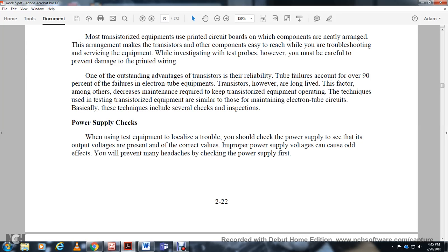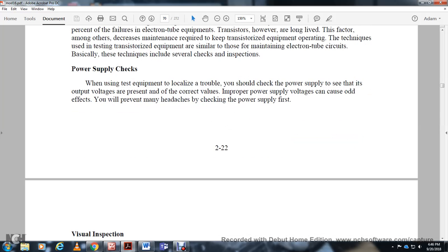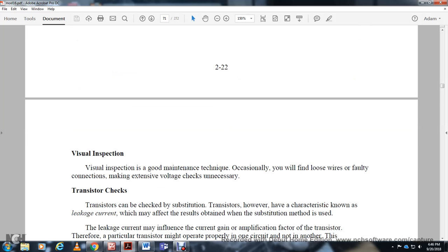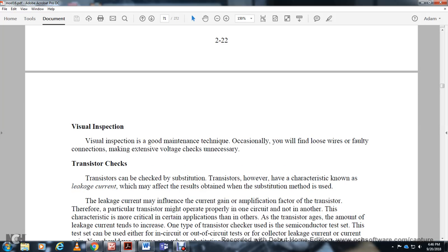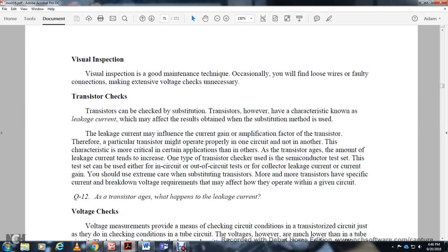Power supply checks. Keep the test equipment in mind to locate the trouble. You should check the power supply, the output voltage, and the resistor values for the correct value. Improper power supply voltage can affect the equipment, so prevent headaches by checking the power supply first. Visual inspection is a good technique, but occasionally you will find a loose wire with all the connections, making an extensive voltage check unnecessary.